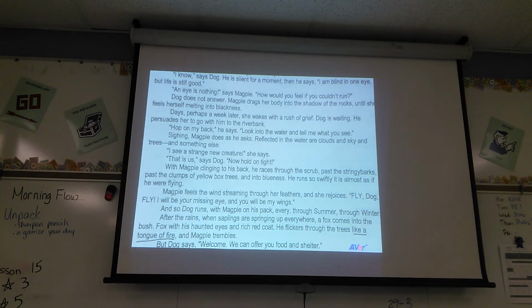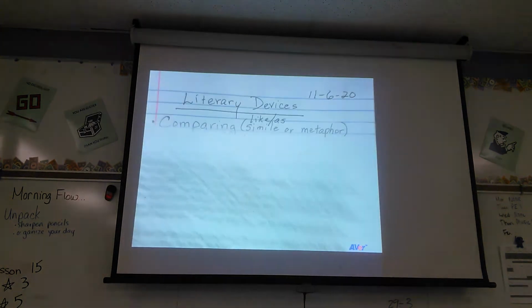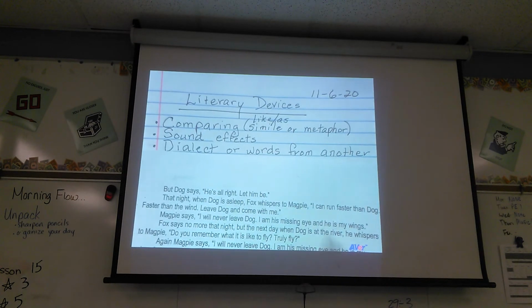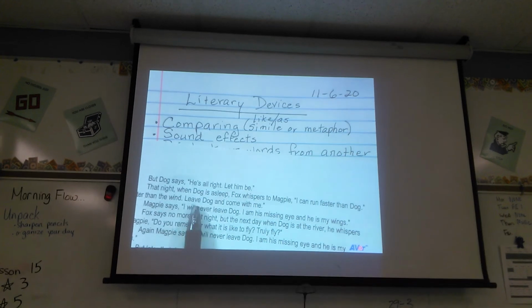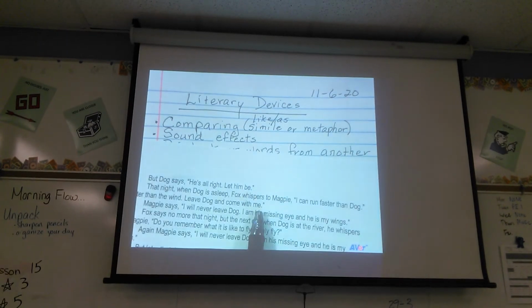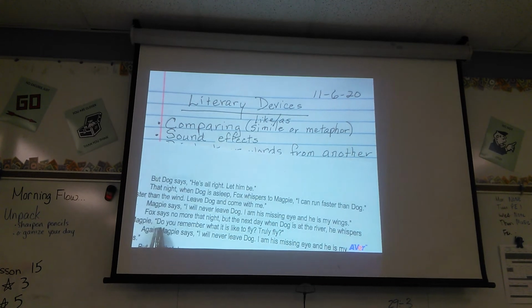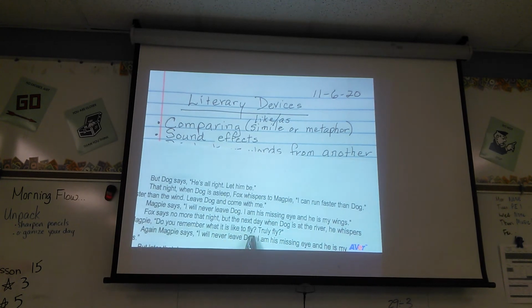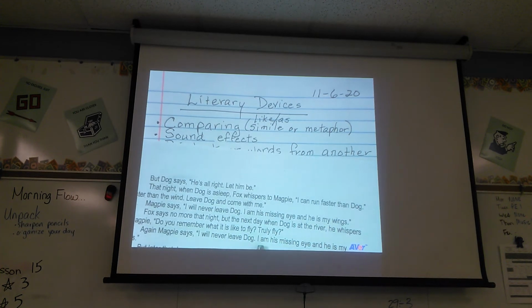Elizabeth, a different one? Like 3 times Fox said, I am faster than dog. Okay, and so we get down to this part right here. I can run faster than dog, faster than the wind, leave dog and come with me. And then he whispers different words. Do you remember what it is like to fly, truly fly? But she repeats, I will never leave dog. Okay?